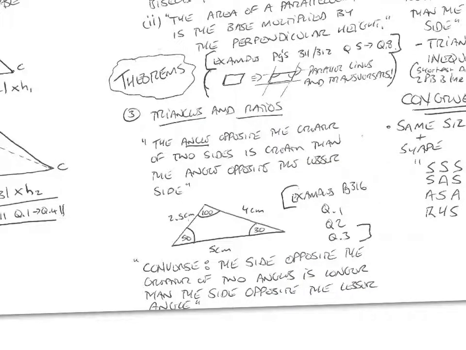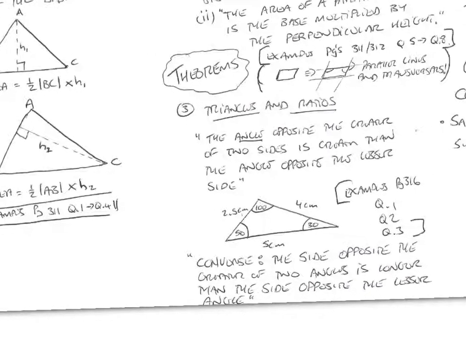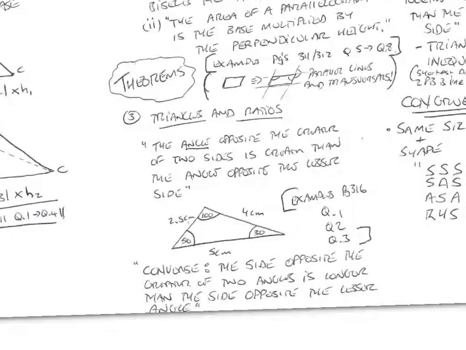The third theorem is to do with triangles and ratios. So if we look at the third theorem here, the angle opposite the greater of two sides, if we take this side and this side, is greater than the angle opposite the lesser side. So the angle of 100 is greater than the angle of 50. The angle opposite the longer of the two sides is greater than the other angle.